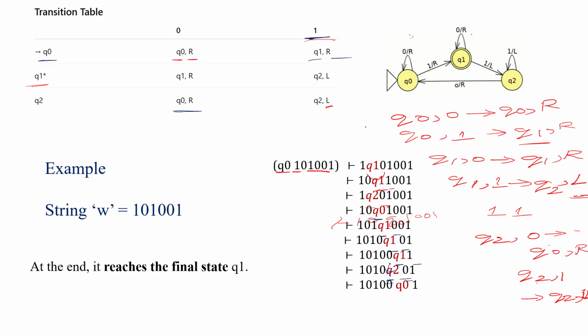Now we need to check Q0 with 1. What is Q0 with 1? Q0 with 1 is Q1 with right-hand side direction. So Q1 will come here and 1 will go here. This means 1 0 1 0 1 Q1. So finally we get this.